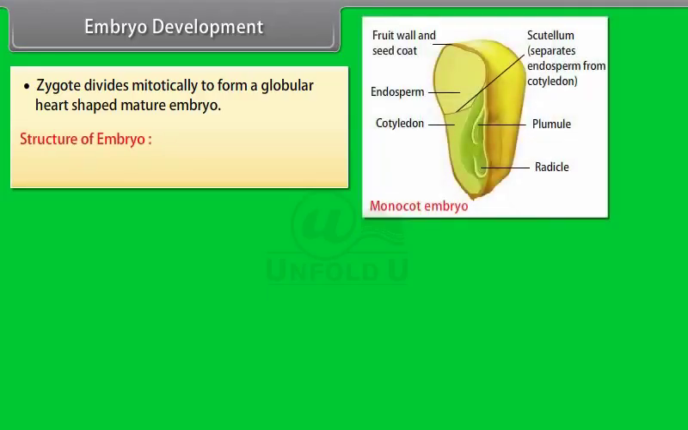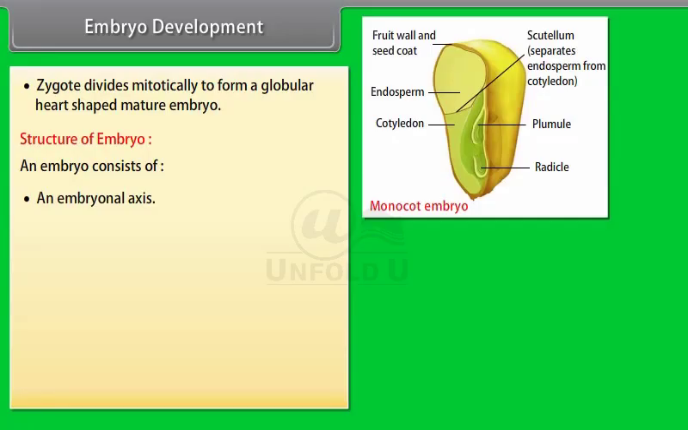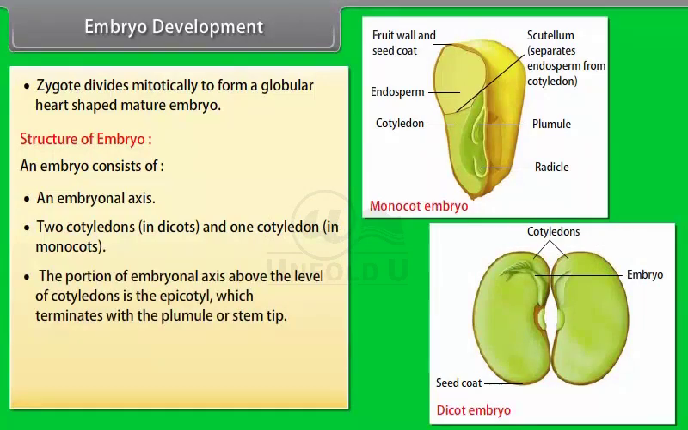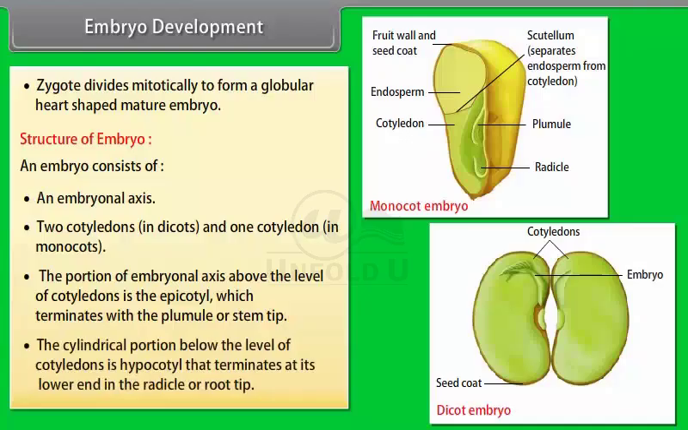Structure of embryo. An embryo consists of an embryonal axis, 2 cotyledons in dicots and 1 cotyledon in monocots. The portion of embryonal axis above the level of cotyledons is the epicotyl, which terminates with the plumule or stem tip. The cylindrical portion below the level of cotyledons is hypocotyl, that terminates at its lower end in the radicle or root tip.